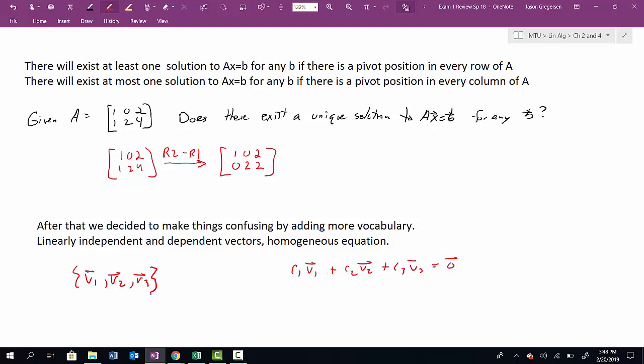Now, if there's only one solution to this, could there possibly be free variables? There could not. So the way we could show they were independent is to put V1, V2, V3 into a matrix and row reduce. And there should be a pivot in every column. Pivot in every column tells us not only that there would be at most one solution, but it would also tell us that the vectors are linearly independent.